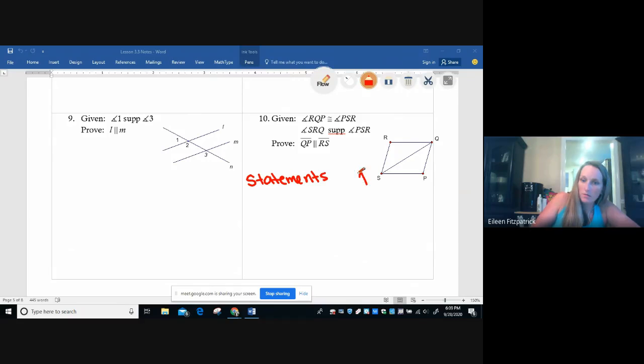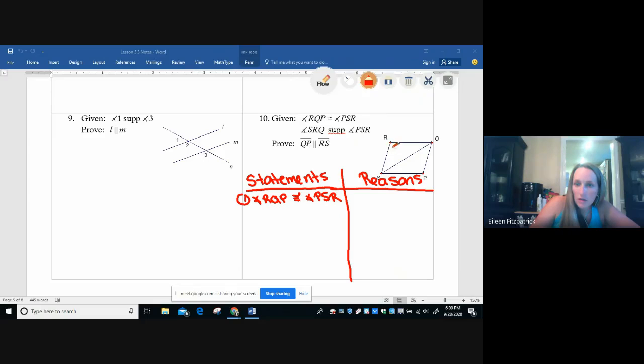Statements, reasons. All right, we're given that angle RQP is congruent to angle PSR. I need to write smaller. Okay, so let's mark that first and we'll keep reading.